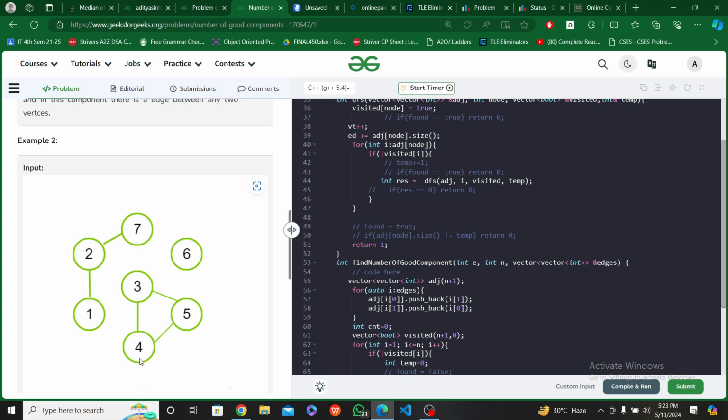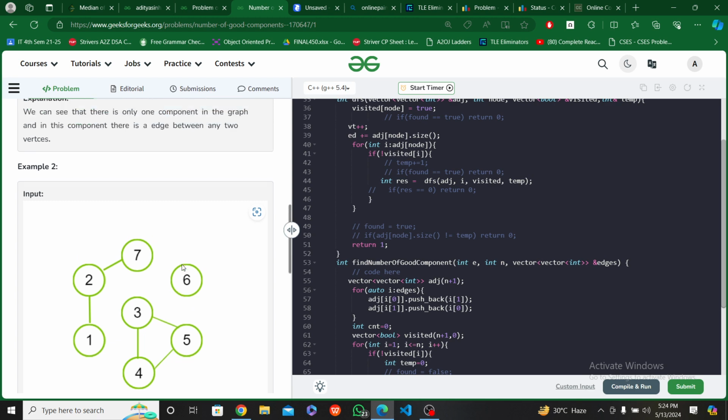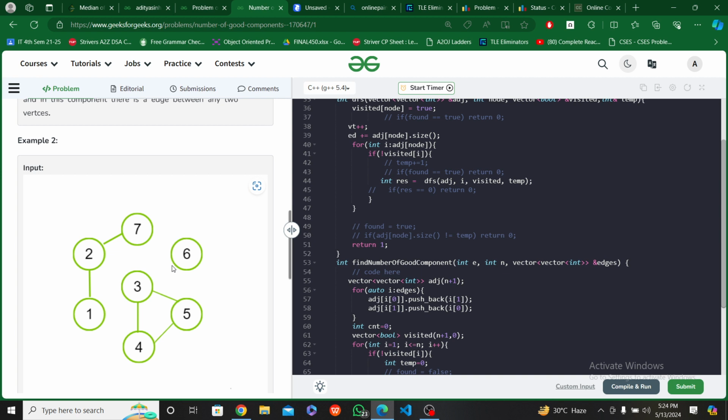So 3 is connected to 4, 3 is connected to 5. But in this other component, we can see that 1 is connected to 2, but 1 is not connected with 7. So we can say that this is not a good component. And because in this component there is only one vertex, we can say that 6 is my good component. So this is a very basic, very simple question.